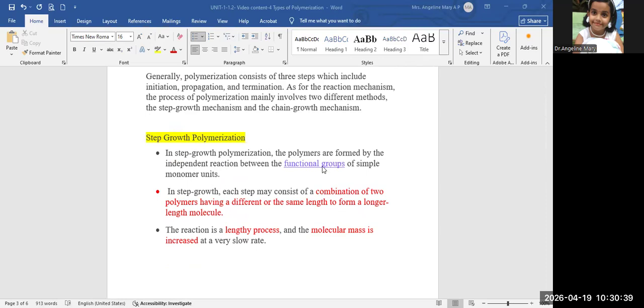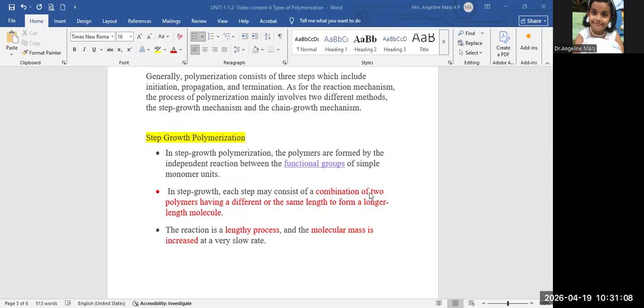So the first step: it is an independent reaction. It undergoes the reaction between functional groups of the simple monomer units. In step growth, each step may consist of a combination of two polymers having a different or the same length to form a longer length molecule. So in step growth polymerization, each step consists of two polymers.